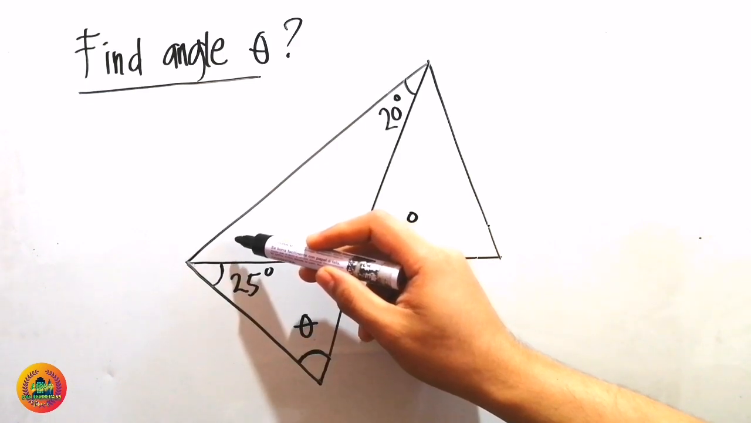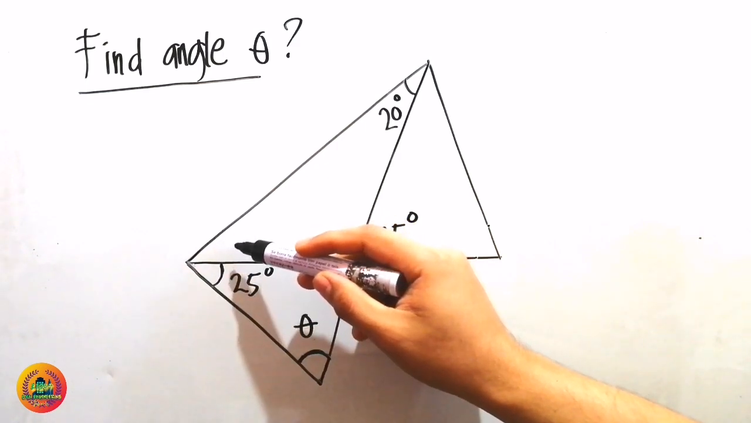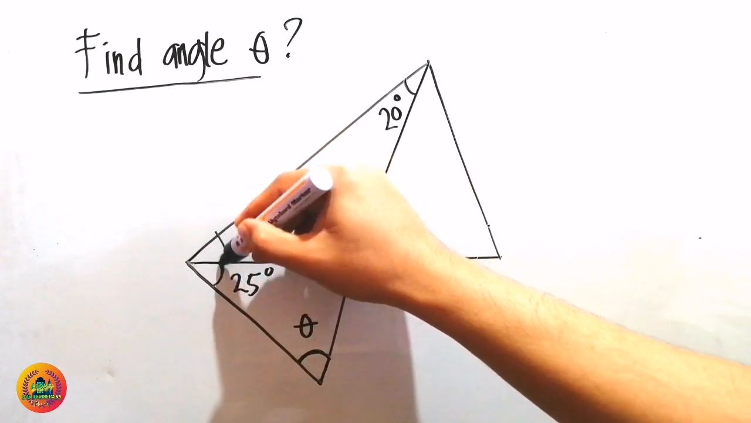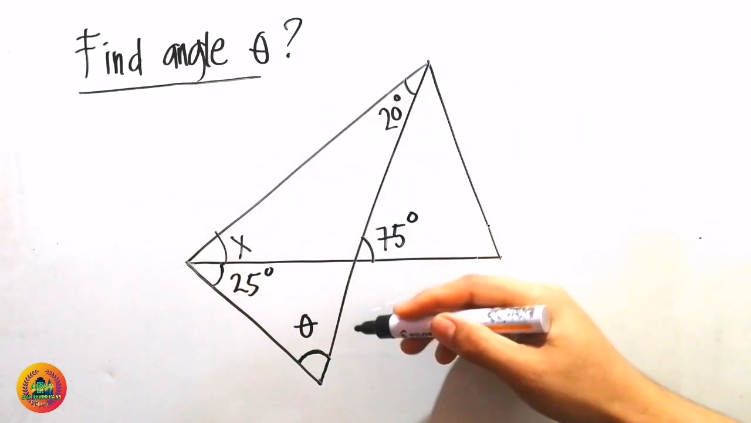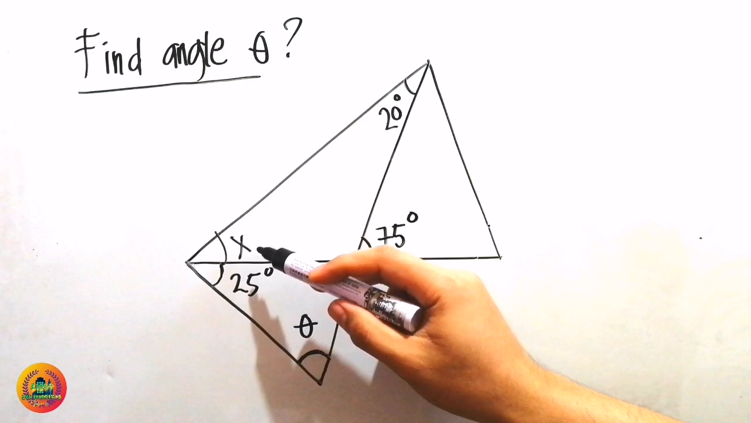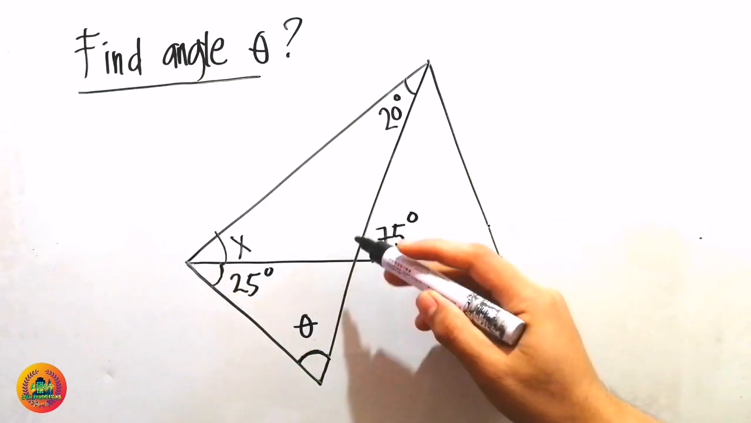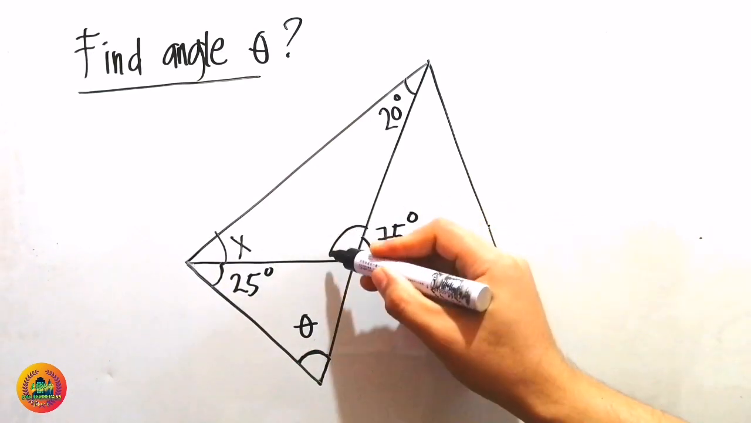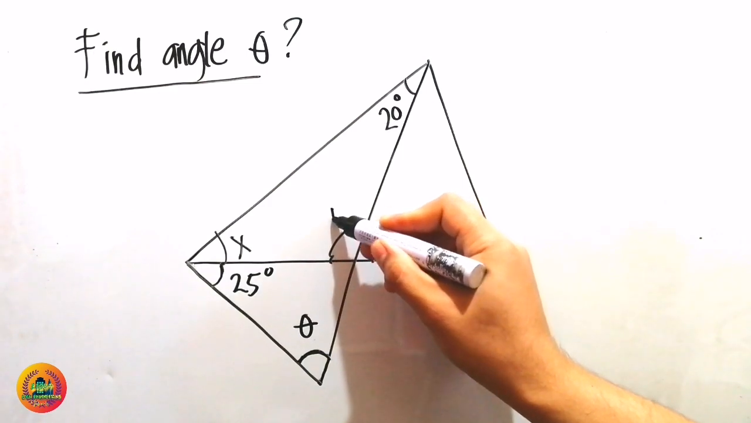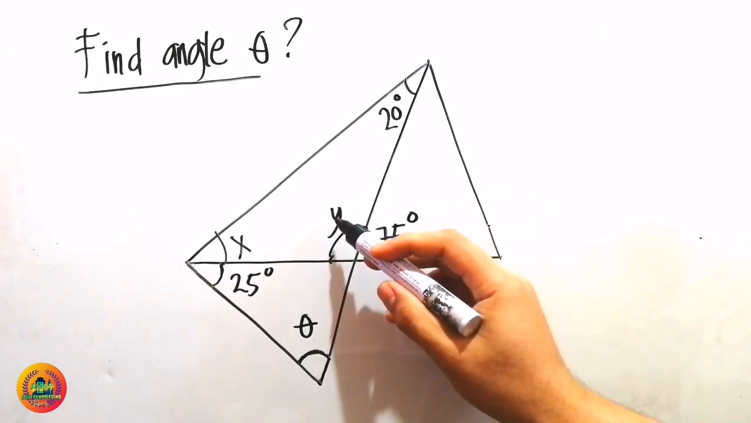So we will get first the angle here. We will let the angle here as x. Then the angle here we will also let as angle y.